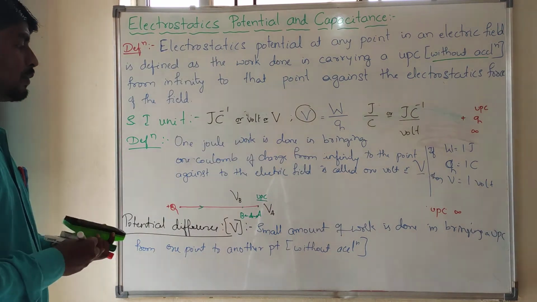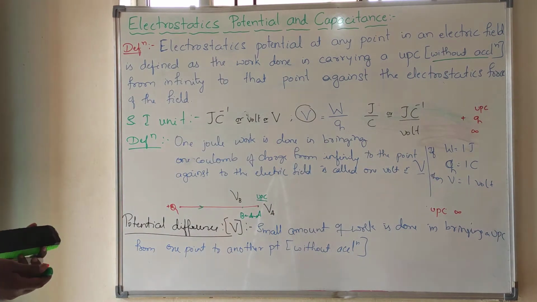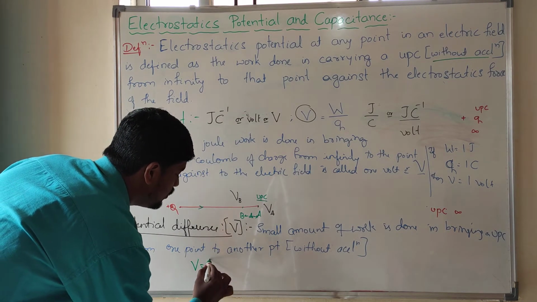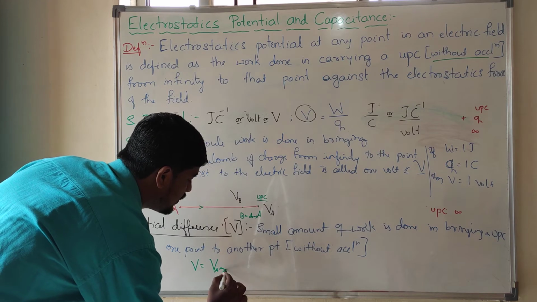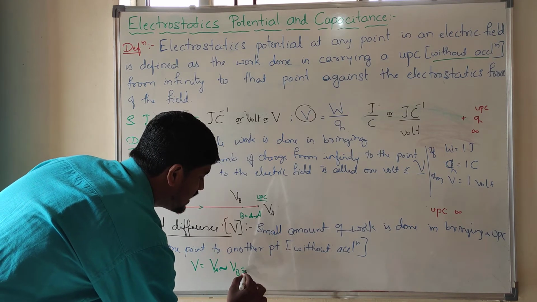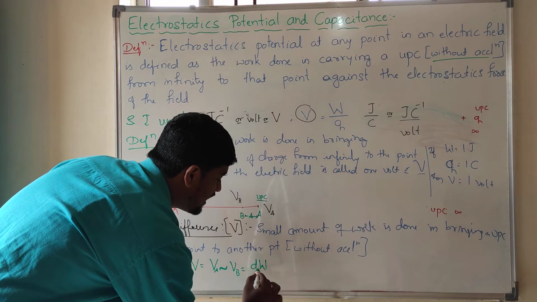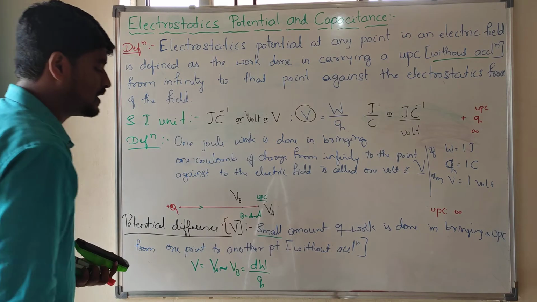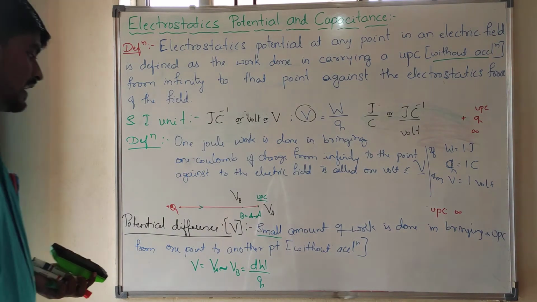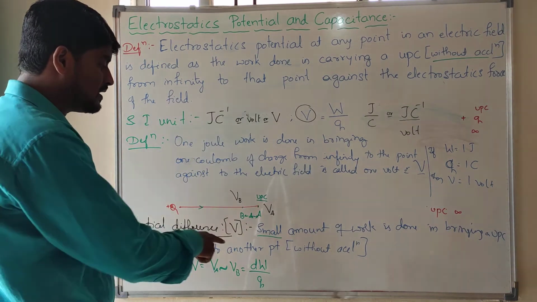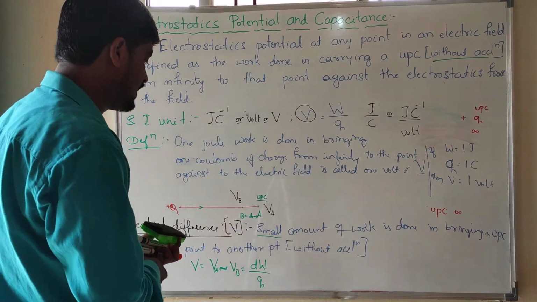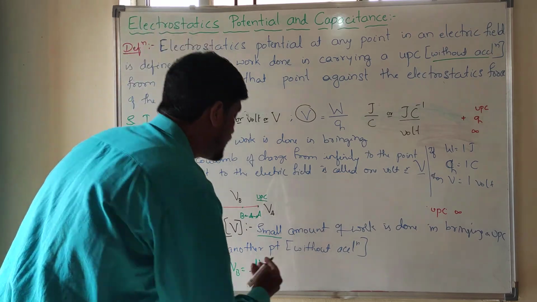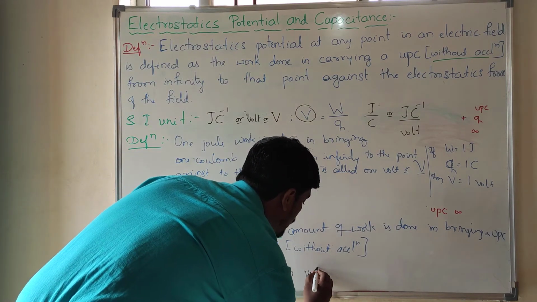Is termed as potential difference. So now if I write the equation for this, V is equal to VA minus VB, that is equal to dW. Why am I writing dW? Because a small work is done, dW, divided by unit positive charge Q. Again, the SI unit of the potential difference is volt. The potential difference is measured in terms of volt.